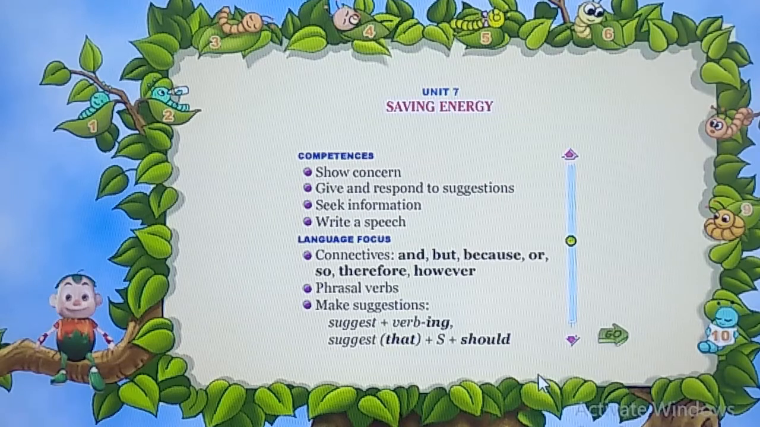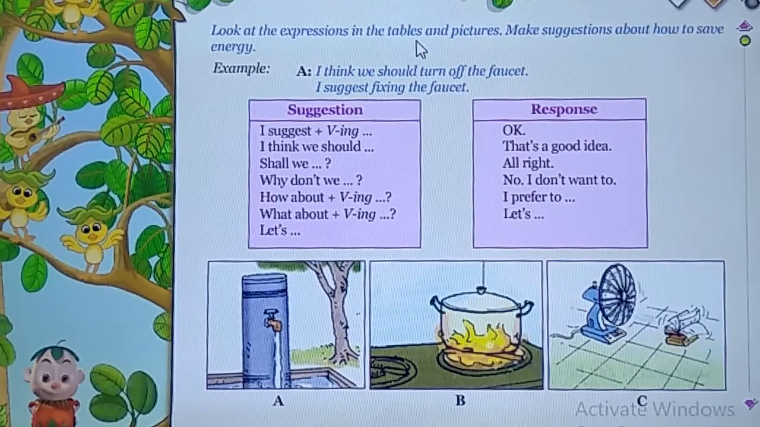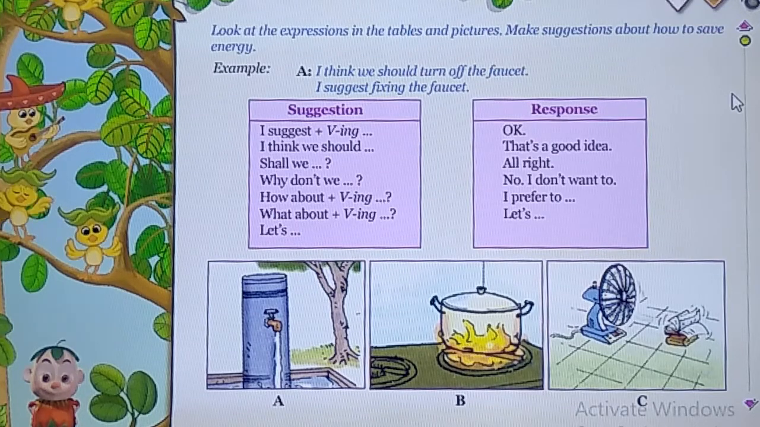Unit 7, saving energy. Look at the expressions in the tables and pictures. Make suggestions about how to save energy.